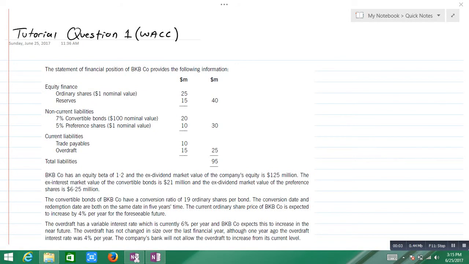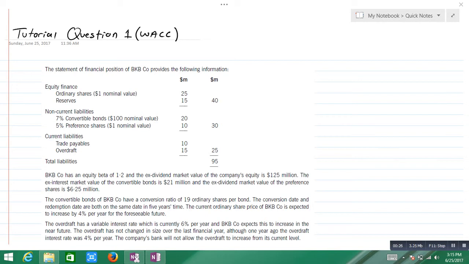Hello guys, so today we'll be doing tutorial question 1 for WACC, weighted average cost of capital. So as you know guys, we already done chapter 10, 11, 12 and 13. So let's do some tutorial questions now.